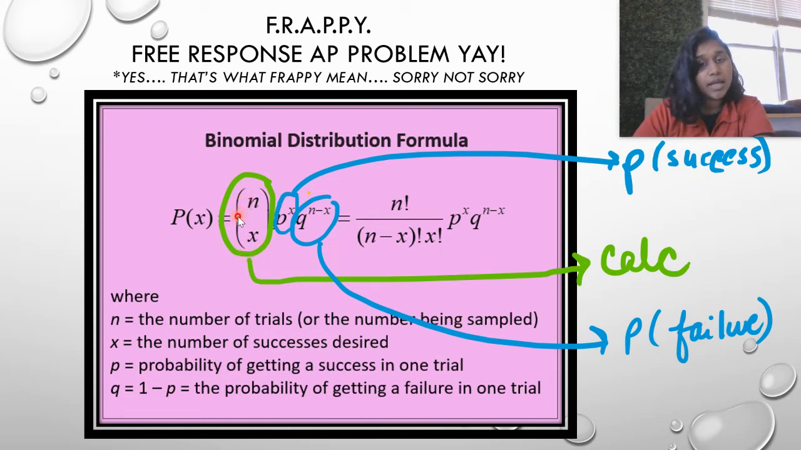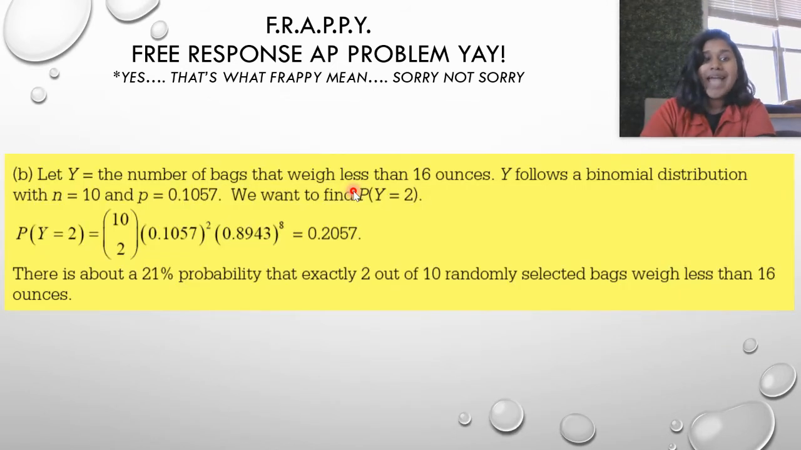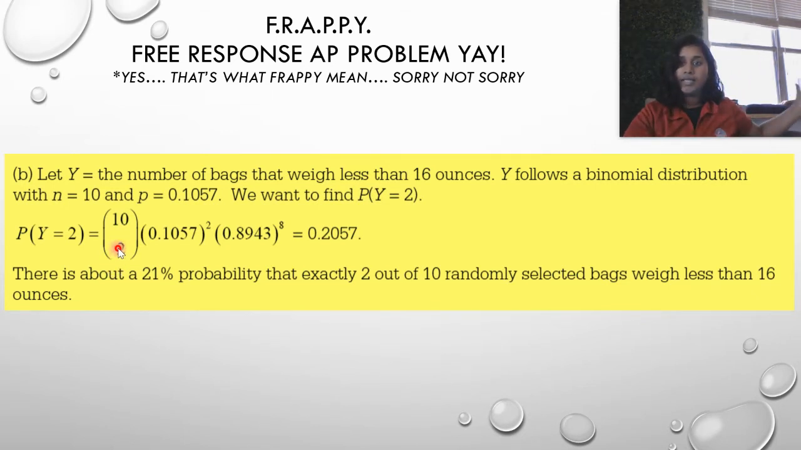Whether you have access to a TI Inspire or 84, or you use just any old online binomial calculator, you sure can find this information. This first probability is going to be your successes raised to the number of successes desired. This is going to be your probability of failures raised to the number of failures desired. So let's see what that looks like. In our question, our binomial right here is going to be the total number that I want, 10, and the total number of successes I want, 2. So there's total number of bags I selected, 10, and 2 of them I want to be at a weight of less than 16 ounces.